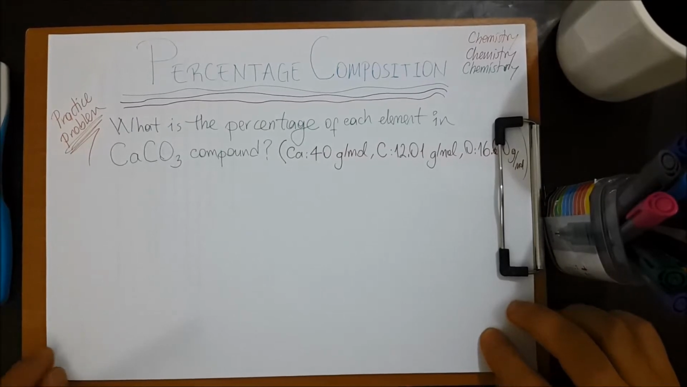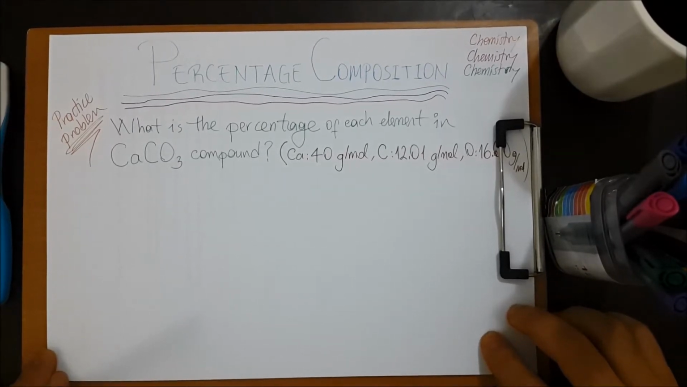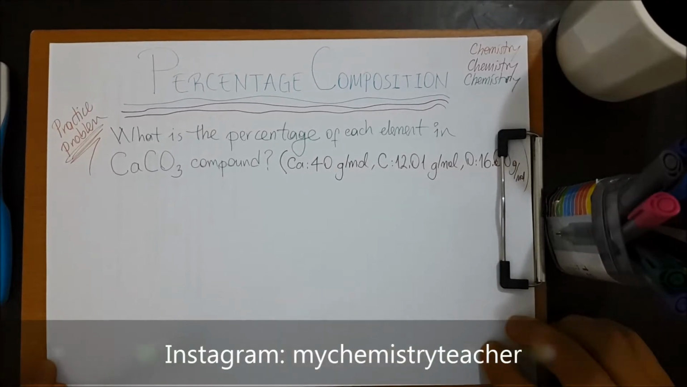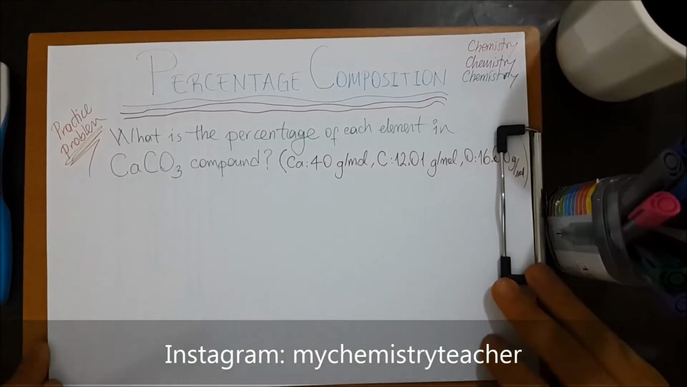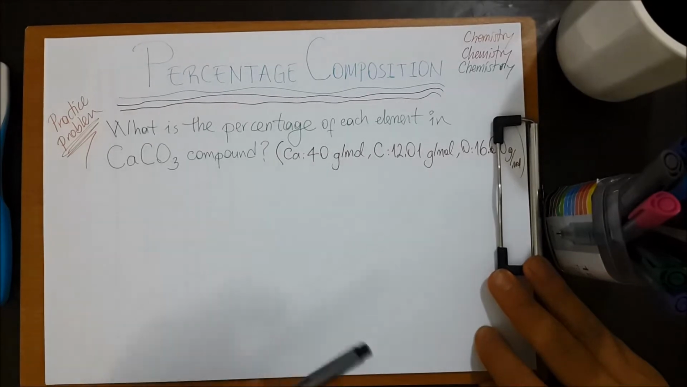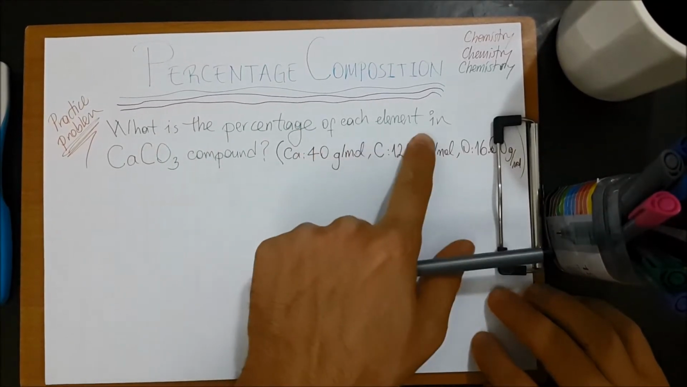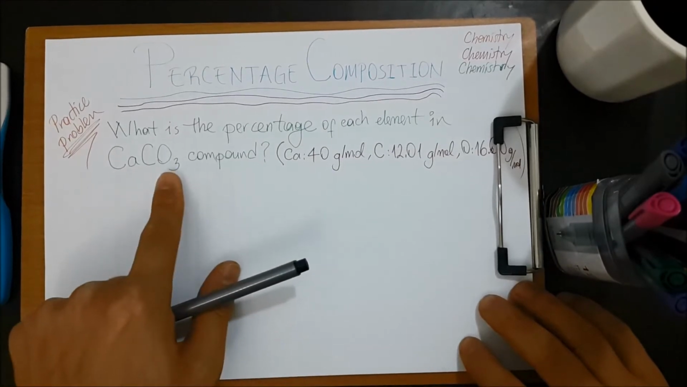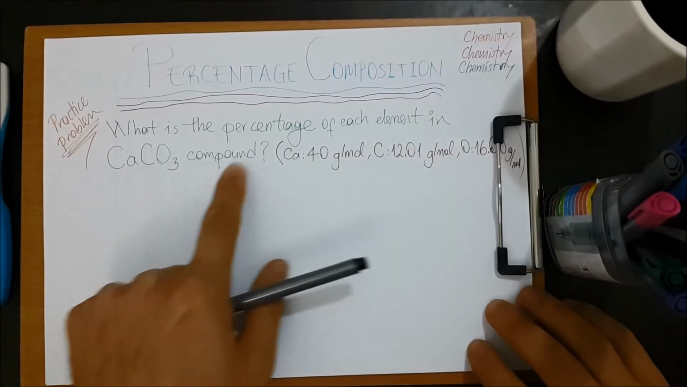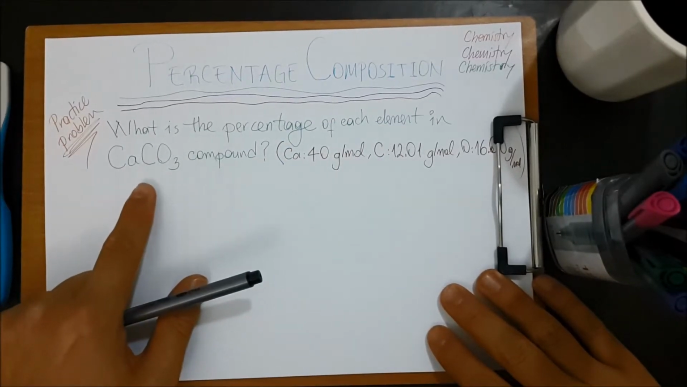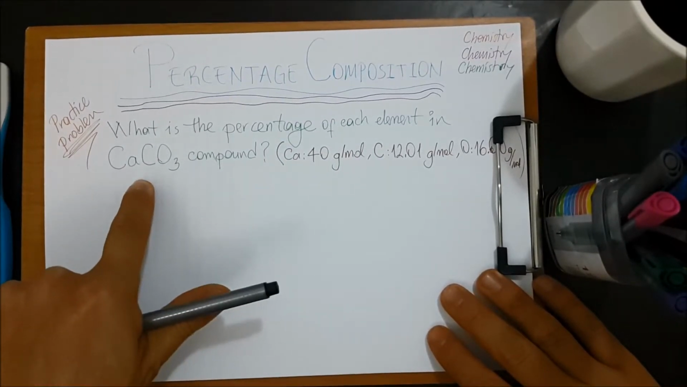In this video I'm going to show you how to calculate percentage composition of each element or a specific element given in a compound. Let's start with this question. Let's read the question. What is the percentage of each element in calcium carbonate compound? To find the percentage of each element, we need to find molar mass of calcium carbonate firstly.